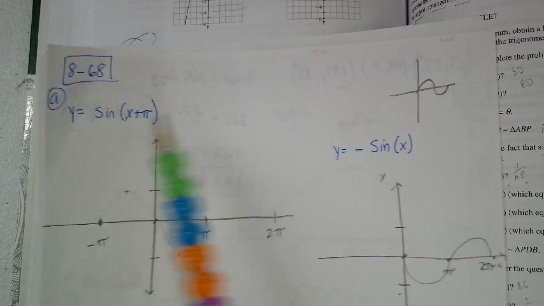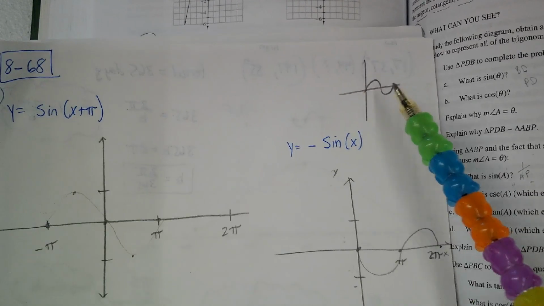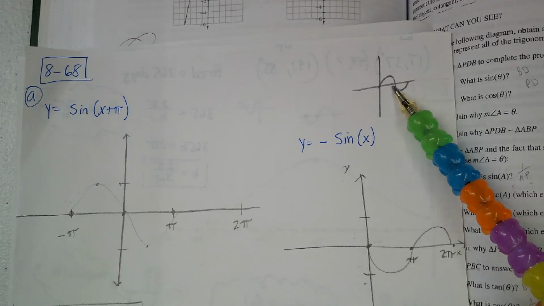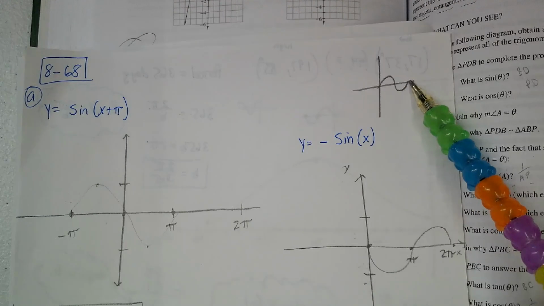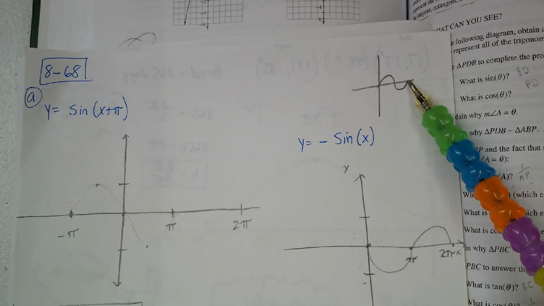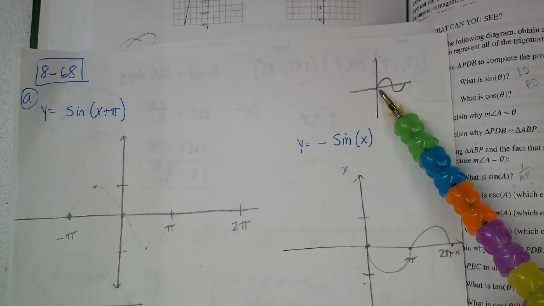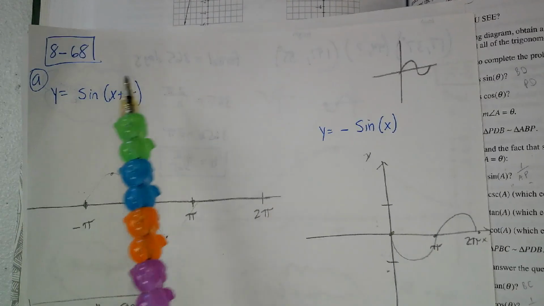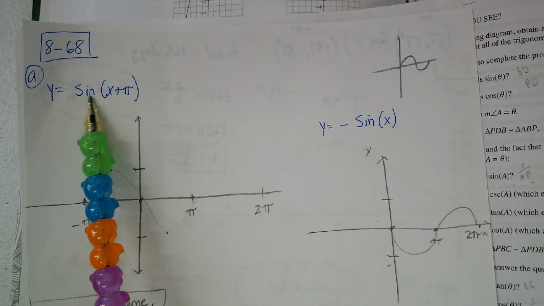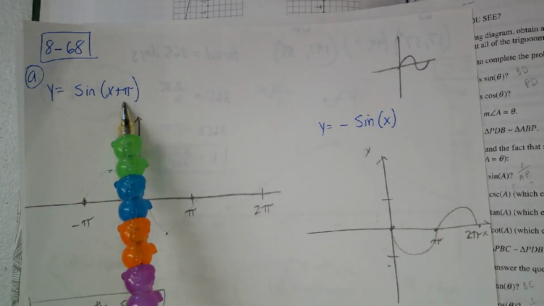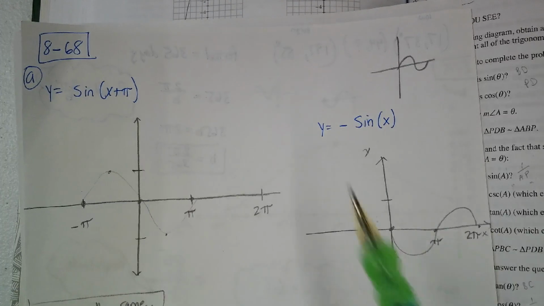So I know sine x, the parent function, starts at the origin, goes up and down, and ends up 2 pi away. The end of the cycle is 2 pi away from where it started. But I know, like we know about h and k, this is a sine graph like the parent function moved left by pi.